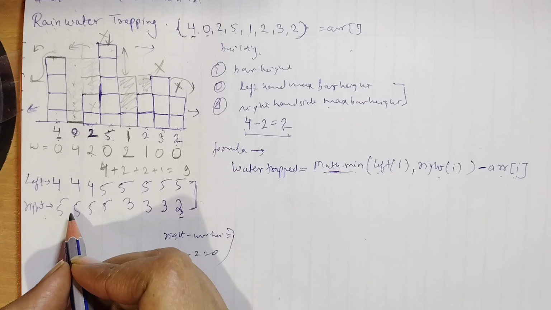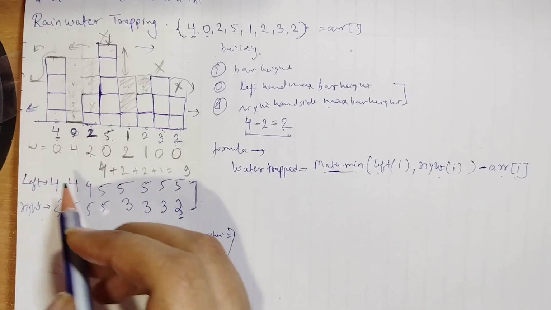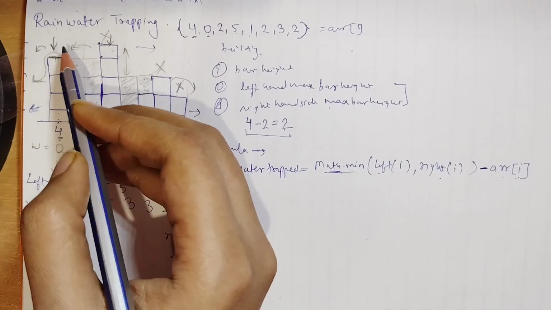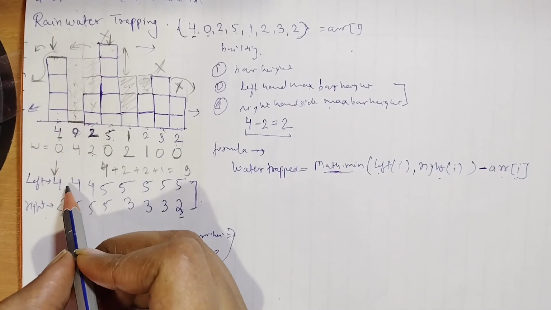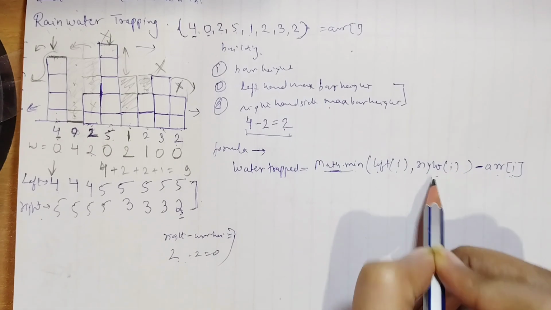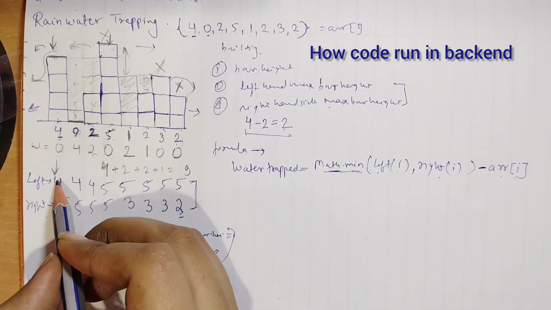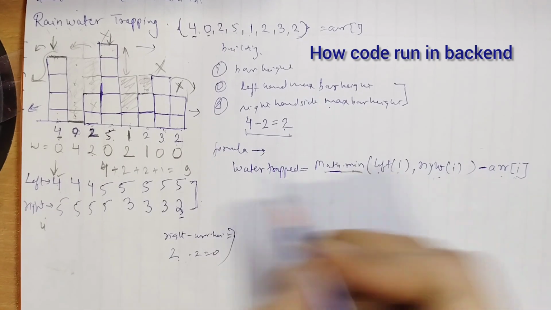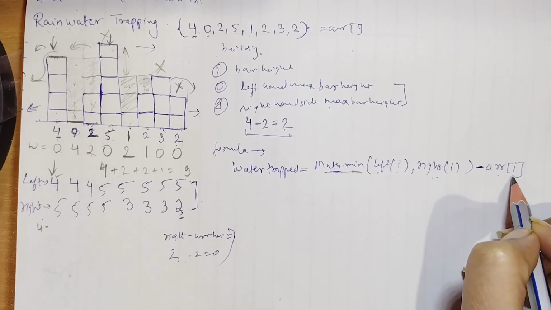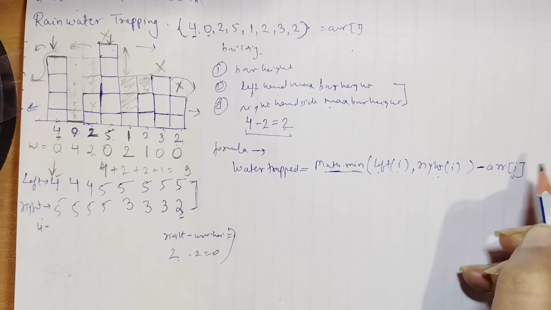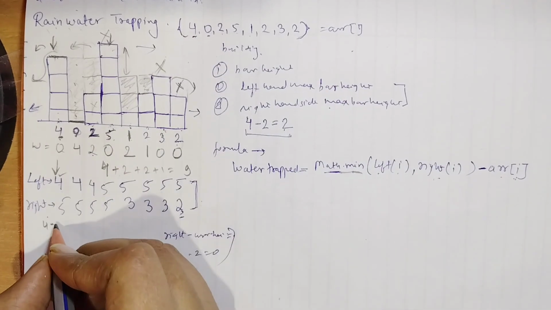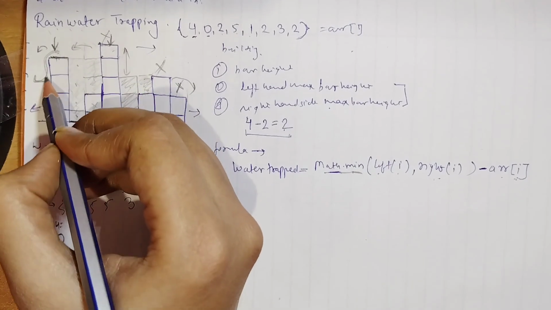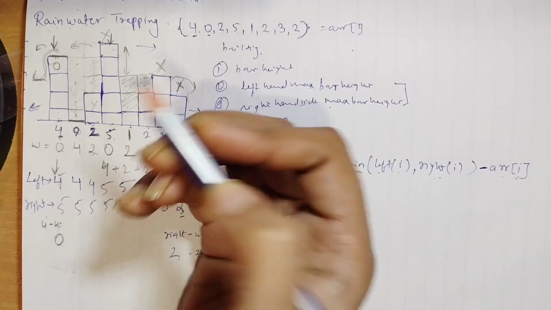So first our code will compare the left and right values. We will start from here. The code editor will start from our first bar only, which is 4. So the code editor will compare left and right, which has the minimum value. 4 has the minimum value. So 4 minus our current bar height. Array of i is our current bar height, which is 4. So 4 minus 4 is 0, which means 0 water is trapped here.